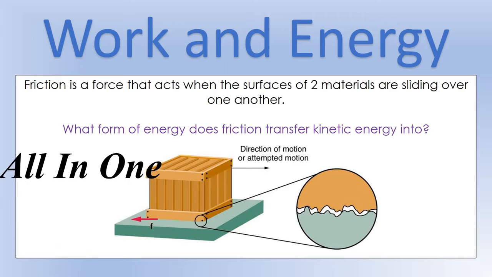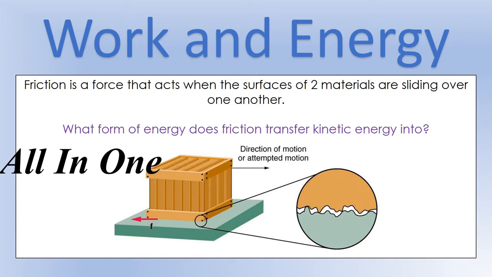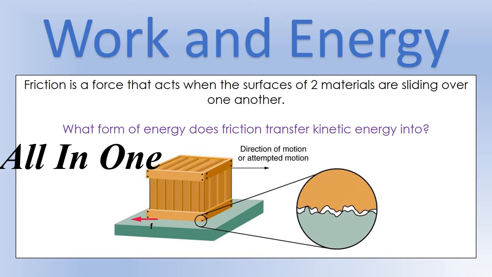Okay, so a force that acts in a lot of situations is friction, and it's any situation where we have two surfaces sliding over one another. We can see in the diagram the source of a frictional force, the surfaces rubbing against one another. So what form of energy does friction transfer kinetic energy into? Pause your video, write down what you think it is, and then we'll take a look.